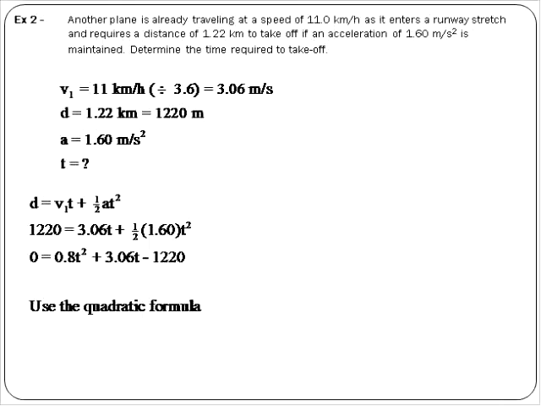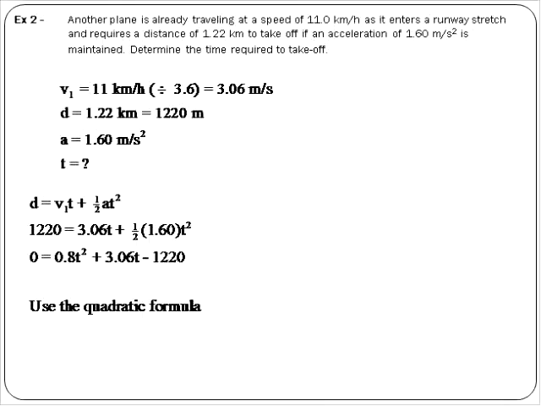And the quadratic formula just happens to be on your formula sheet. It is x equals negative b plus or minus the square root of b squared minus 4ac, all over 2a.